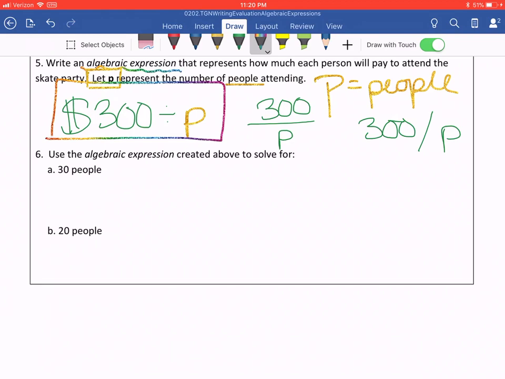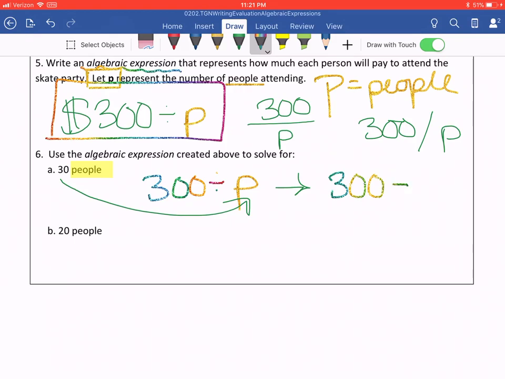We're going to use that to solve for 30 people. So we have our 300 divided by P. And now we need to replace our P. Our P represents people, so we need to replace our P with the amount of people that we have. When we replace that, our new expression becomes 300 divided by 30.